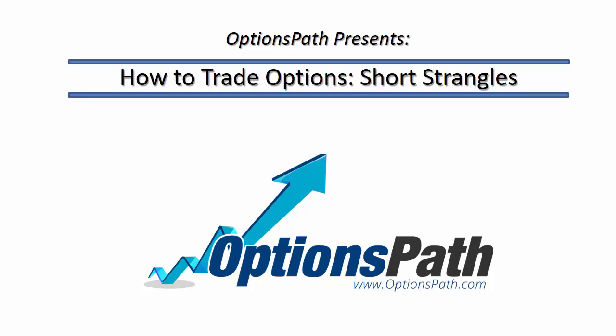Today we're going to give a quick introduction to a popular undefined risk options trading strategy called the short strangle. Now, short strangles are simply a combination of two short options positions, one out of the money short call above the market price and one out of the money short put below the market price. A short strangle is a bit similar to its defined risk cousin, the iron condor, in that you're hoping the price of the underlying stays between the two sides of your trade.